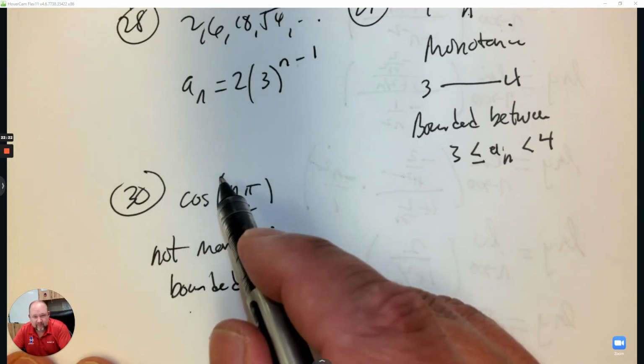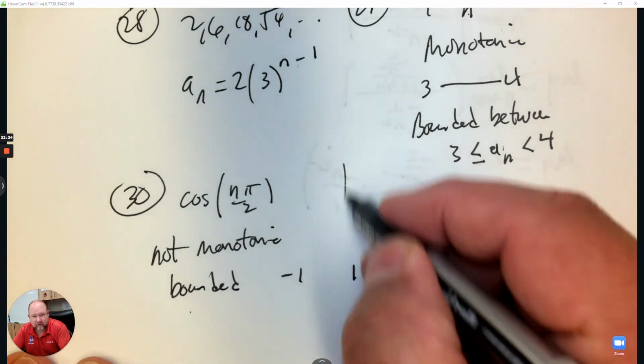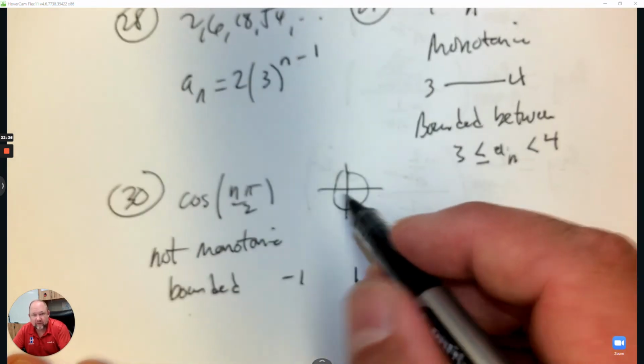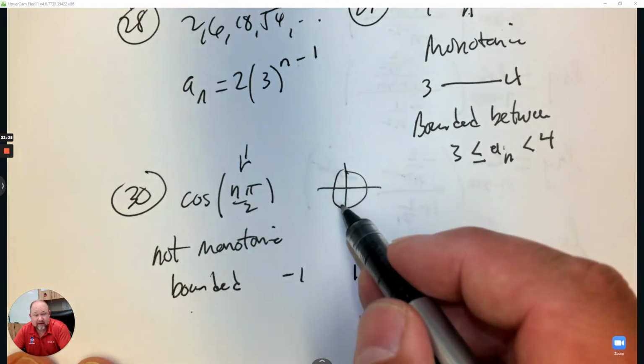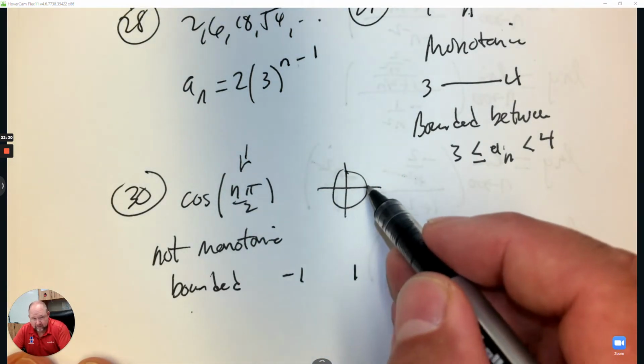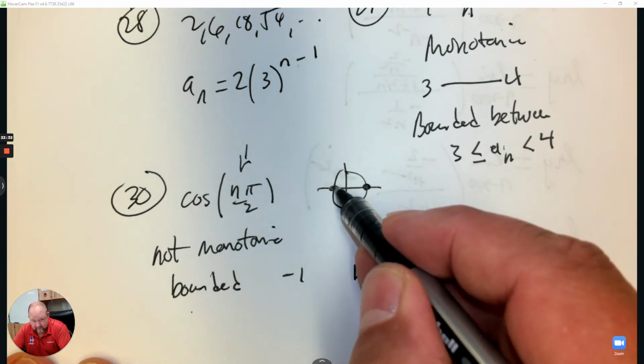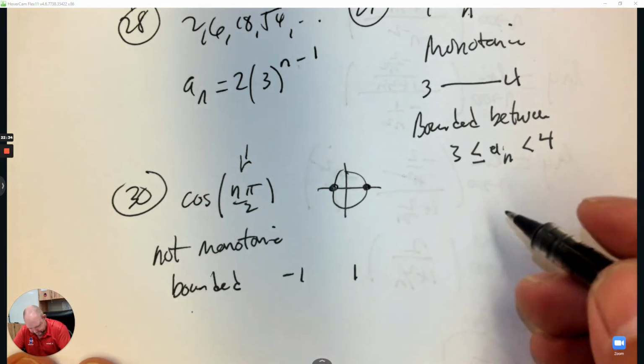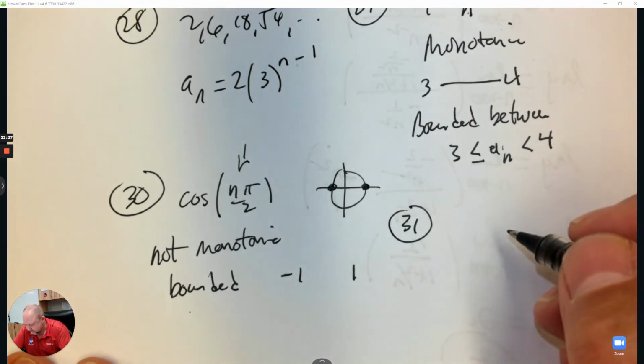So think of the unit circle, right? Whatever the angles are, it doesn't matter. The angle just keeps changing. The biggest answer you can possibly get is +1, and the smallest answer you can get is -1, so that means it's bounded. 31.